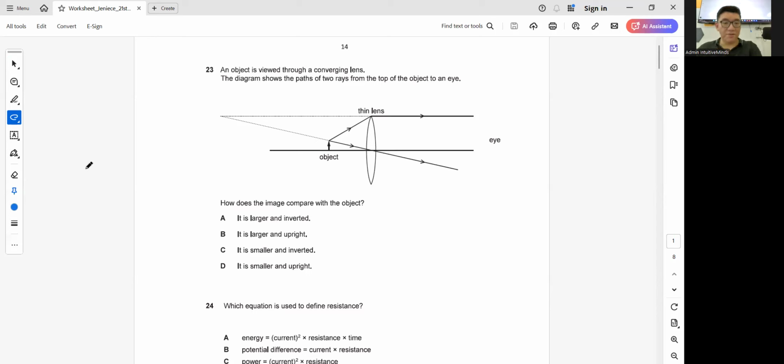Okay, let's get down to it. All right, so how does the image compare with the object? Now you can see here, this is a converging lens. How do we know that? Because if you were to draw a dotted line here by extrapolating from this one, you can see that the ray bends towards the principal axis.